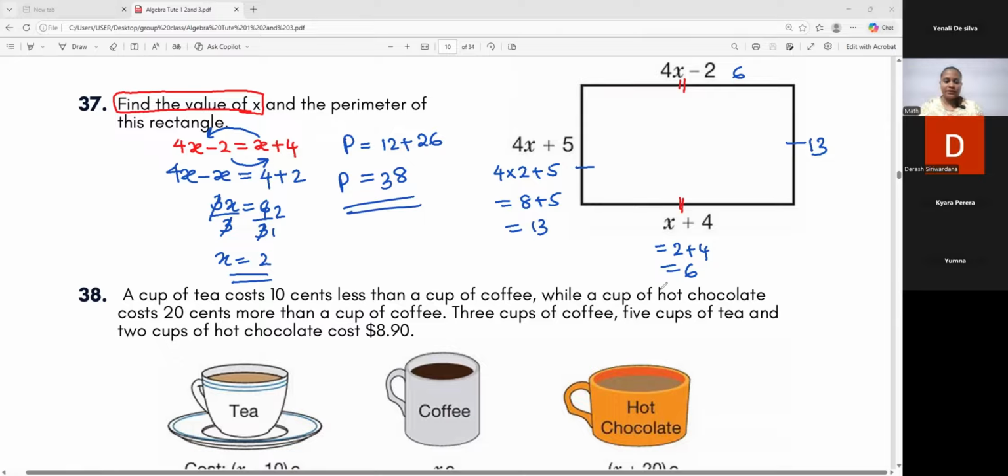Then go to the next one, 38. Cup of tea, coffee, and hot chocolate. 3 things are there, 3 drinks given. Their prices are given in terms of x. So you need to make the equation. 3 cups of coffee, 5 cups of tea, and 2 cups of hot chocolate is $8.90. Use that to write the equation. The last sentence, this one.